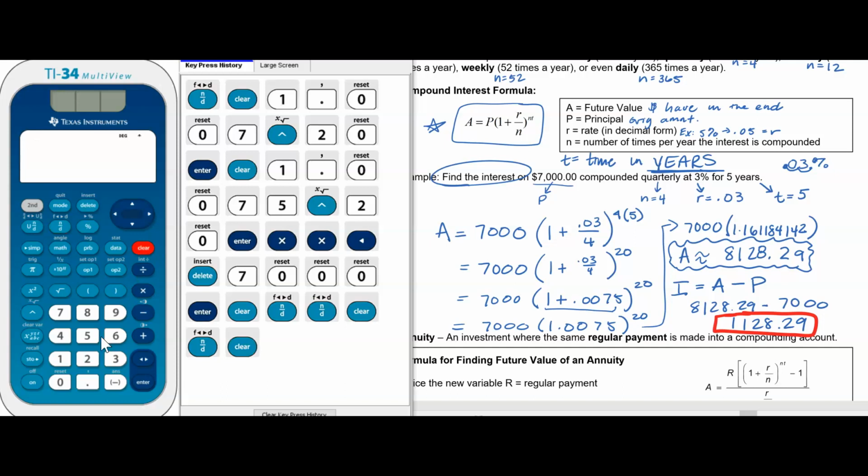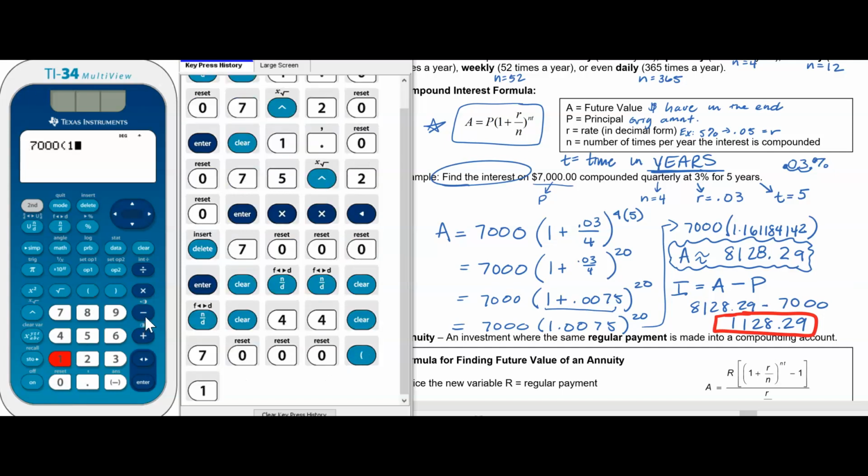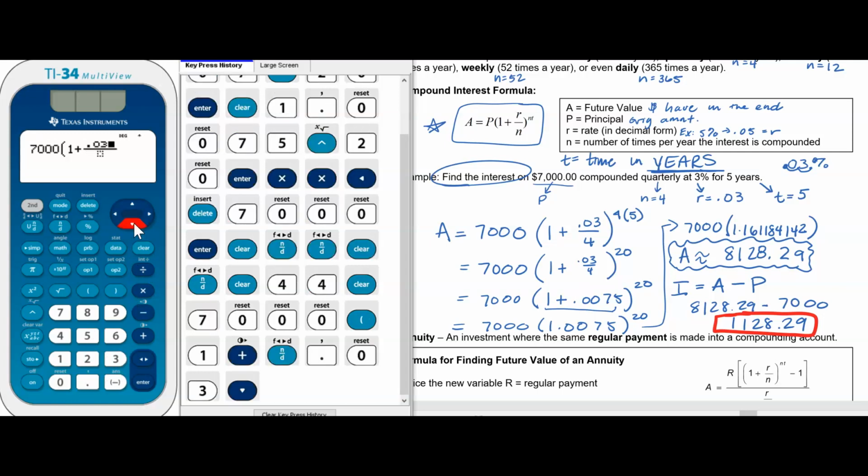So let me go ahead and clear, and I'm going to start by putting 7, whoops. Bear with me, the keys on my computer are super sticky. Okay, 7,000 times 1 plus, and this is where I'm going to use that N over D button, 0.03 down 4, and then you have to use the arrows to get out of that fraction. You can see how the cursor is down below. You want to use the arrow to get out of that, and then end parenthesis. And it's cool because the parentheses just grow. When it gets bigger on the inside, they match the size that it needs to be.